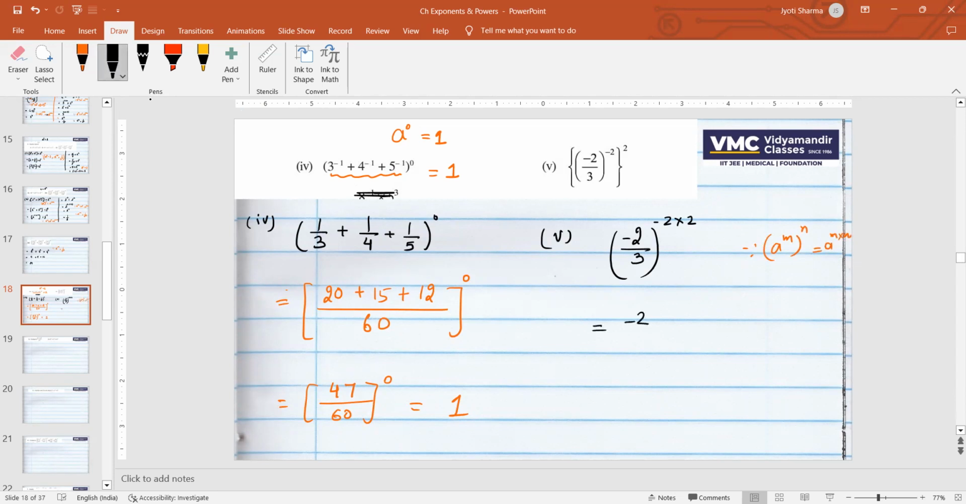So this will become minus 2 raised to the power 3 into minus 4. Then I will do the law. Powers will be changed into positive by doing the reciprocal. So I will do the reciprocal of 2 by 3, which is minus 3 by 2. There is a minus sign and the power will become positive.